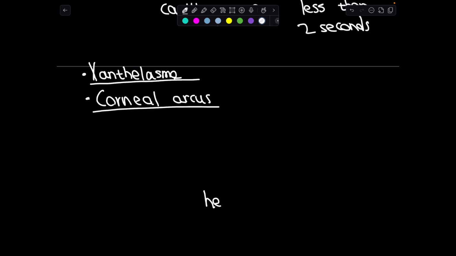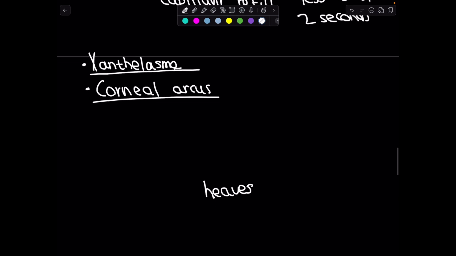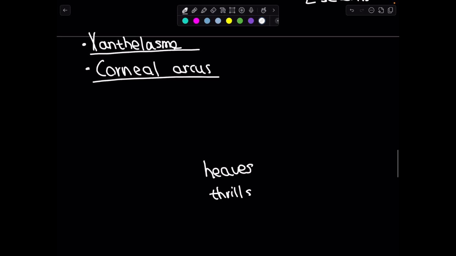To check for thrills, place your fingertips or the heel of your hand over the 4 cardiac valve areas, aortic, pulmonic, tricuspid, and mitral, on the chest and feel for a palpable vibration, like a cat purring, which indicates turbulent blood flow from conditions like valve stenosis. How do I do this? I don't know how to place this there.